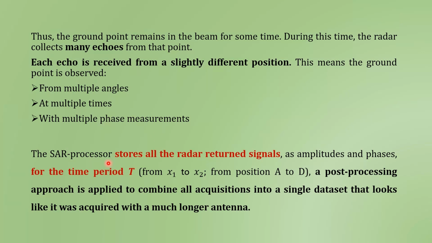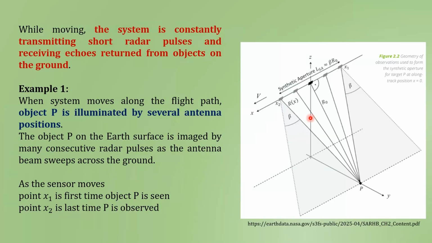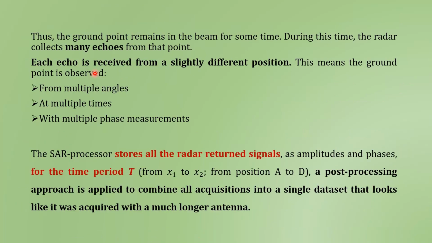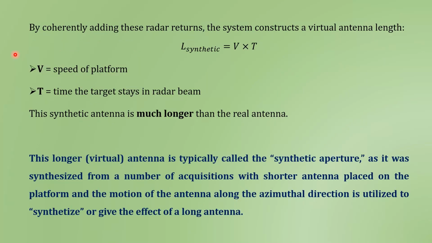And the processor in the system stores all backscattered signals for each transmitted pulse as amplitudes and phases for the time period t, and this t is the time taken by the antenna to move from x1 to x2 in the first example and from A to D in the second example. Once the data is acquired, a post-processing approach is applied to combine all acquisitions into a single data set that looks like it was acquired with a much longer antenna. By coherently adding these radar returns, the system constructs a virtual antenna length.